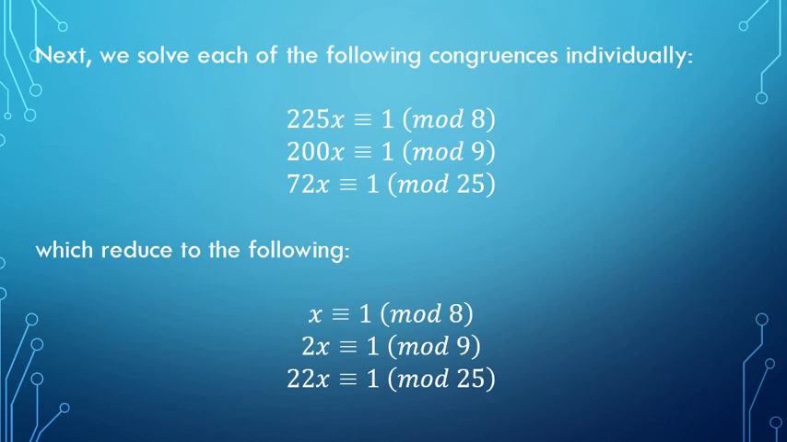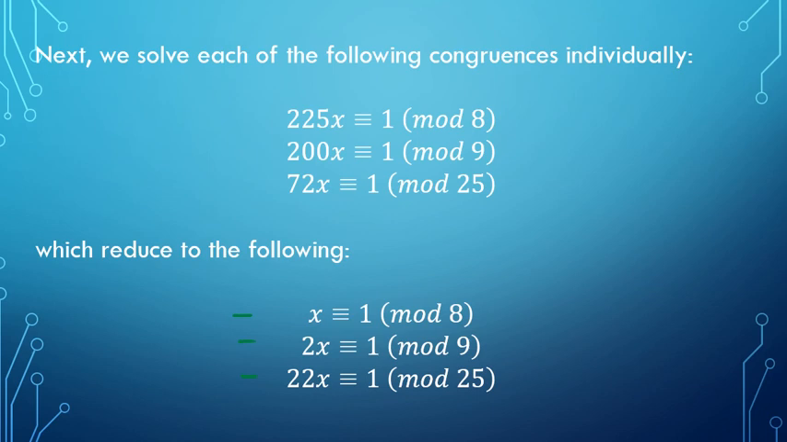The first one becomes really nice. 225 mod 8 is just 1. 200 mod 9 is 2. And 72 mod 25 is 22. So we come down to these 3 equations right here. The first one gives us our answer. x is 1. That's perfect.